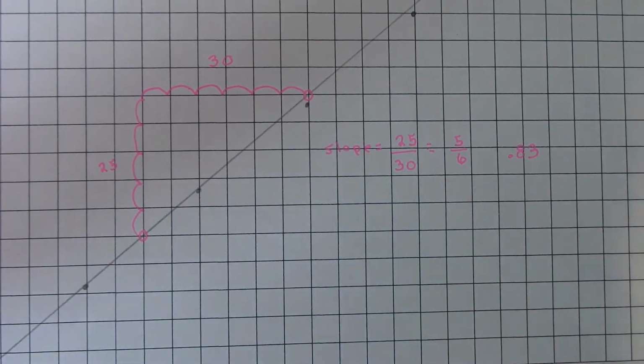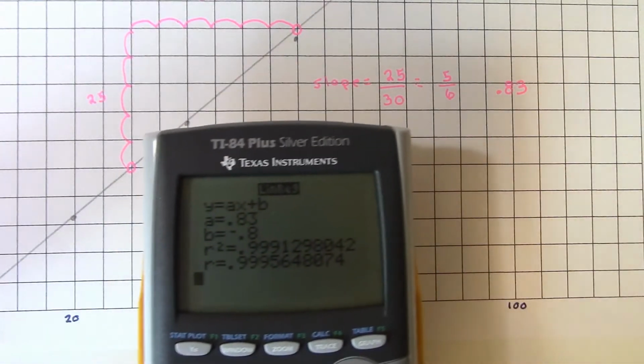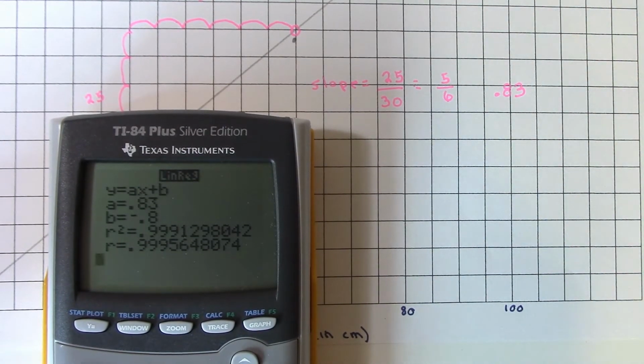Now when I run my data through the calculator, I come up with the equation where A equals 0.83, which is the coefficient of x, the slope, which is exactly the same as what I got on my trend line. And then I have B is negative 0.8. That is a negative, a little bit below 0 of course, but it's 8/10 of a centimeter.